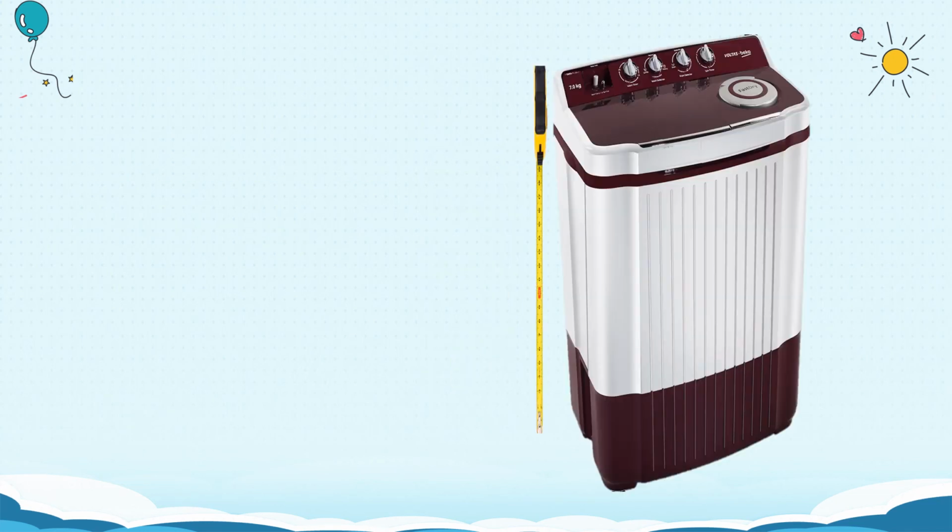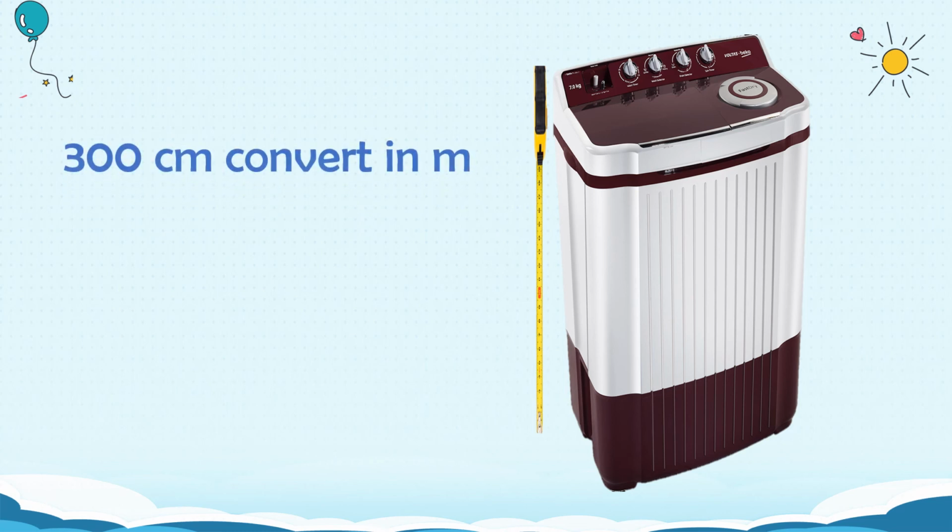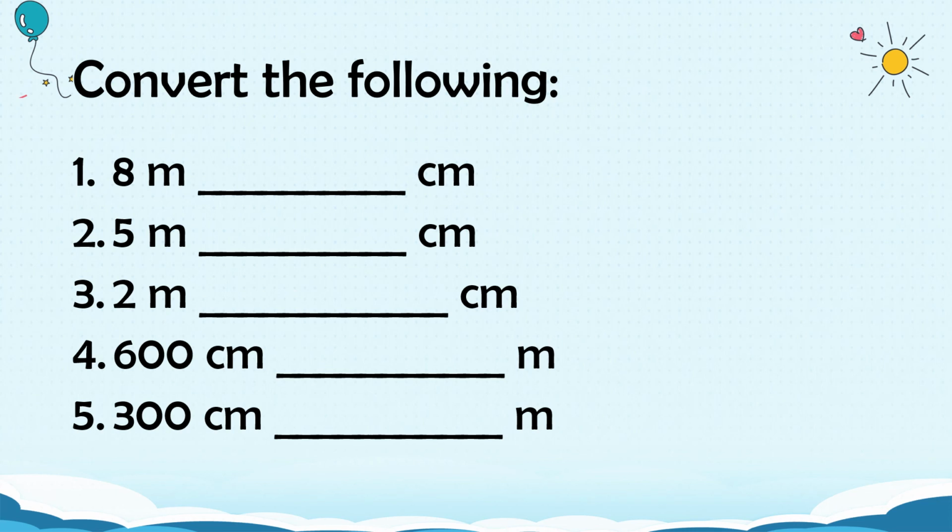Another example, we have a washing machine, and this washing machine is 300 centimeters. Let's convert this to meters. Again, if we convert centimeters to meters, we divide by 100. So 300 divided by 100 is 3 meters. For your activity, convert the following.